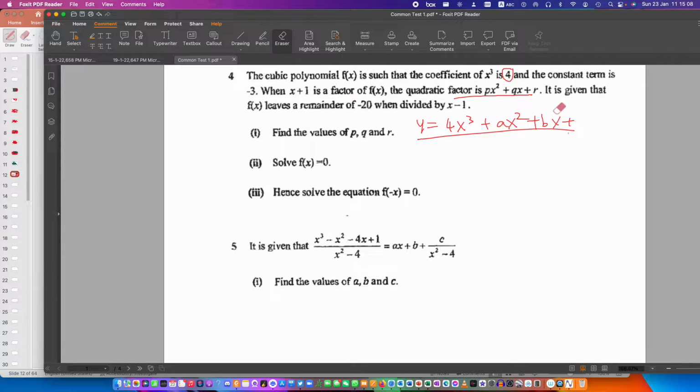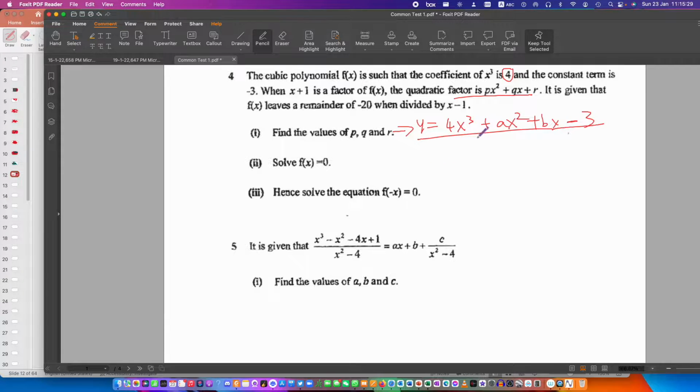Isn't it a polynomial? Yes. You will end up with simultaneous equations, because you need to find your a and b, which is also your p, q, r later on. But anyway, from this question you should start with this understanding.